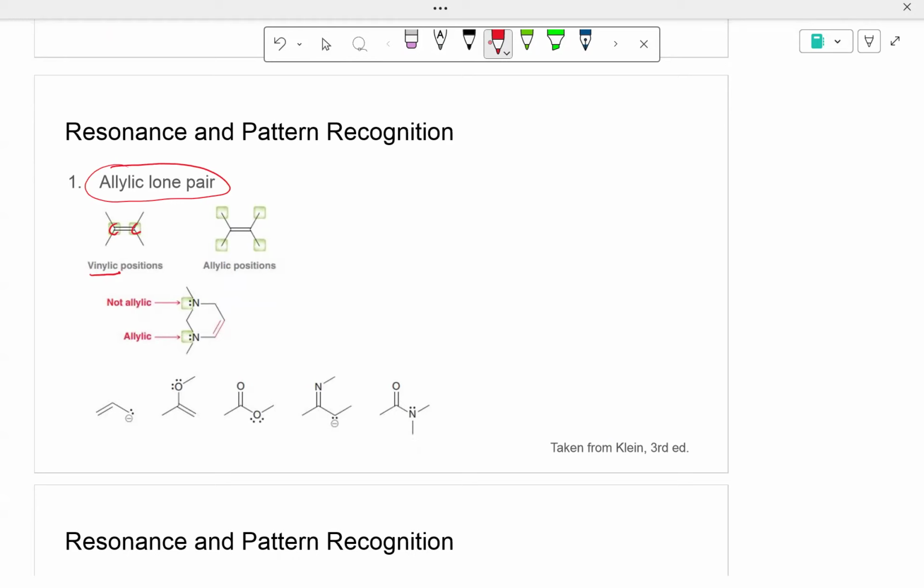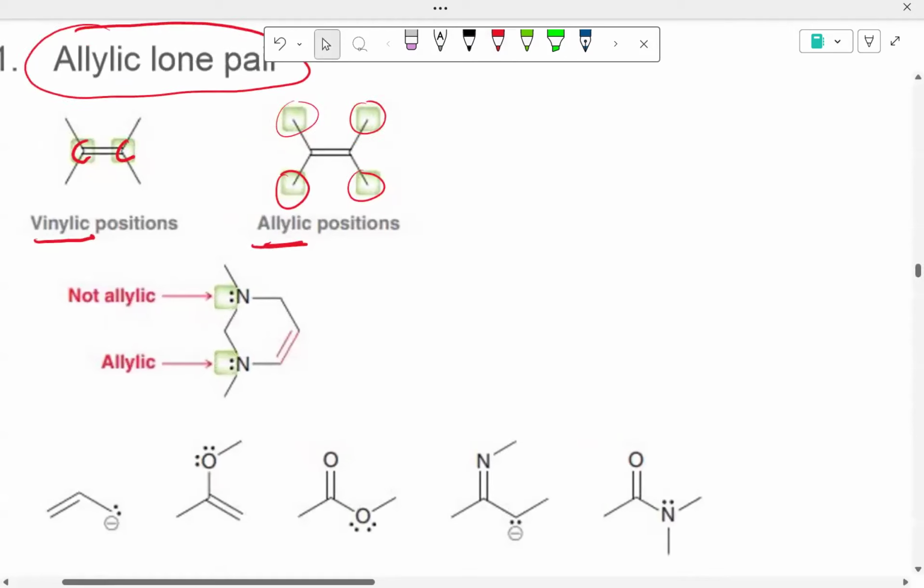Right now, what I'm going to focus on is the first position outside of a carbon-carbon double bond, which is known as allylic. So all of these here, that carbon directly attached to a carbon-carbon double bond, is called an allylic carbon. If there is an atom with a lone pair in an allylic position, that's going to set up a very common resonance pattern. So look at this structure right here in the middle.